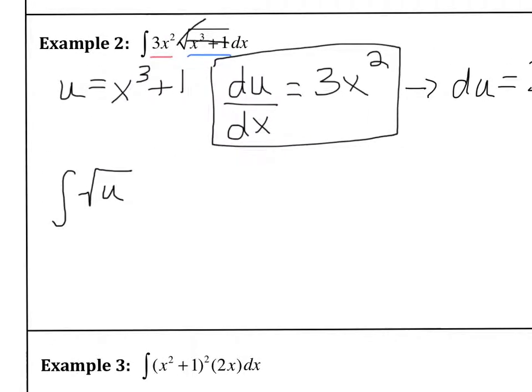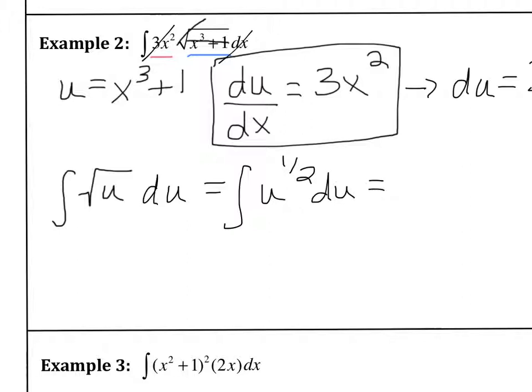So just writing du takes care of my 3x squared and my dx. And we are done. Now this is a relatively simple integral. We'll just rewrite this: this is really u to the 1/2 du. And then we just reverse power rule. That's going to be u to the 3/2 over 3/2, so I'm going to say times 2/3 plus c.